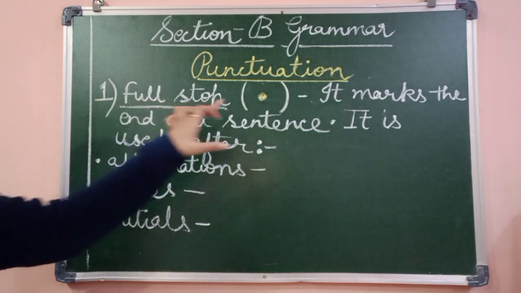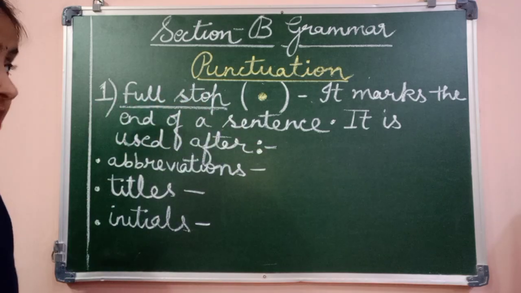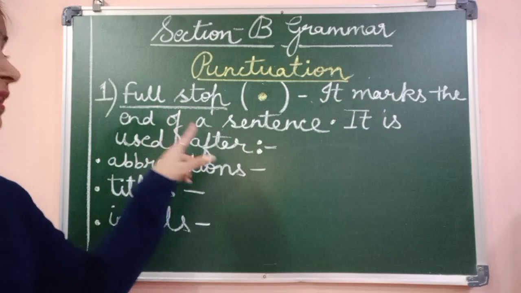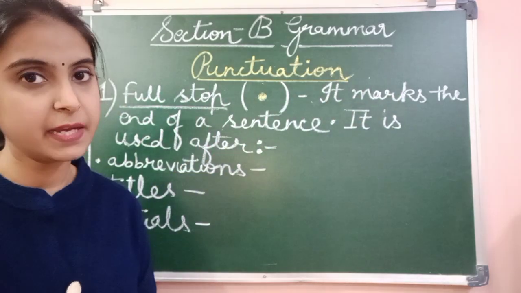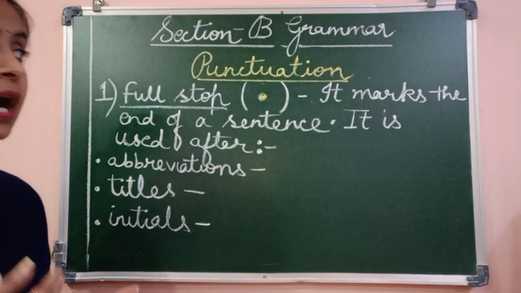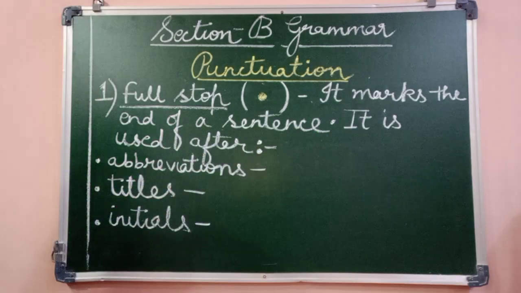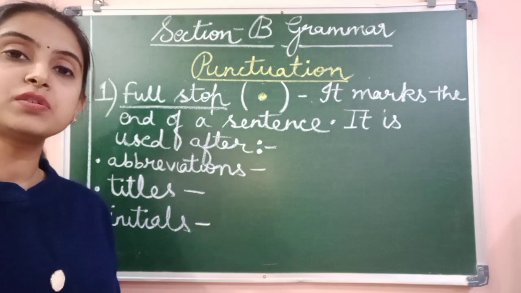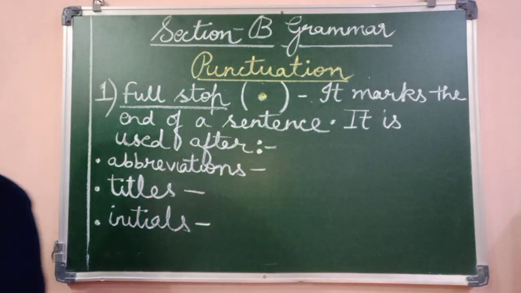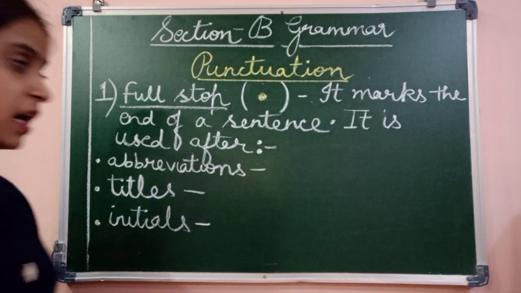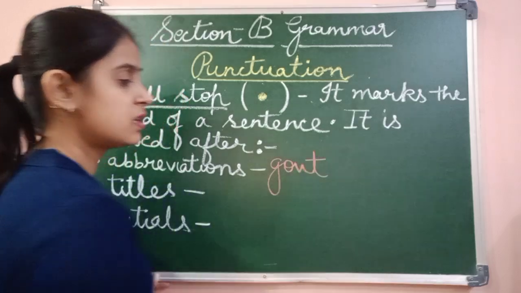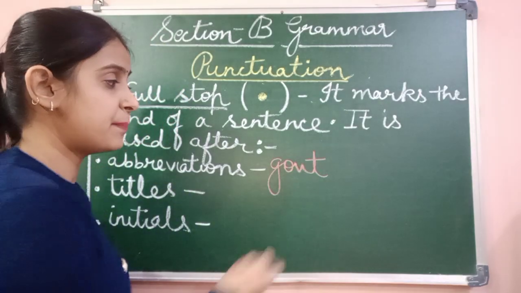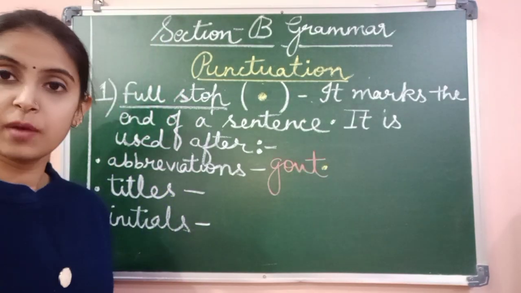Children, full stop looks like a dot. You all know this. It is used to mark the end of a sentence. You all are aware that we use full stop at the end of a sentence. Okay. Apart from that, it is also used after abbreviations. Now children, what do you mean by abbreviations? Abbreviations mean short forms. So after some short forms also we put a dot. For example, the short form of government, GOVT. So it is incomplete if we do not put a full stop, right?